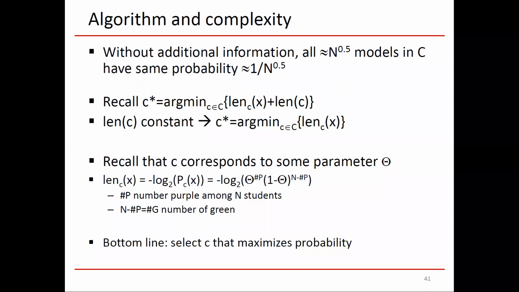So the bottom line is that we're selecting a model class C that maximizes the probability. Maximizing probability minimizes the coding length, assuming that in our parametric class with a single parameter, they all have the same probability, thus they all have the same length. If you would give them slightly different priors, the task would be a bit more complicated, but that's more advanced.